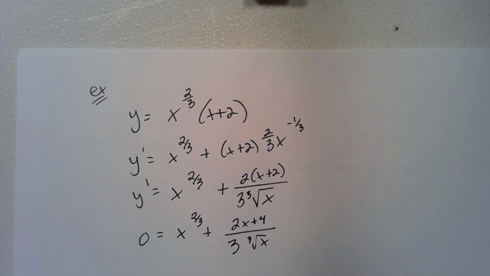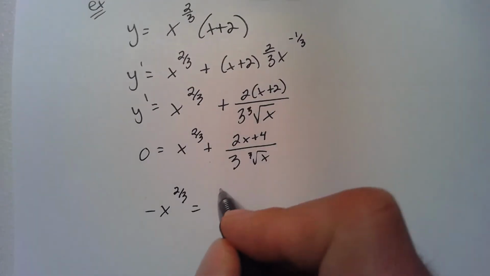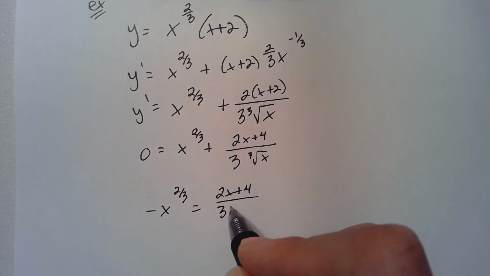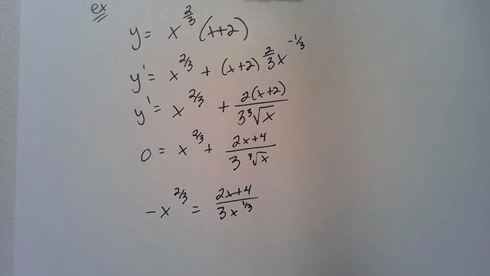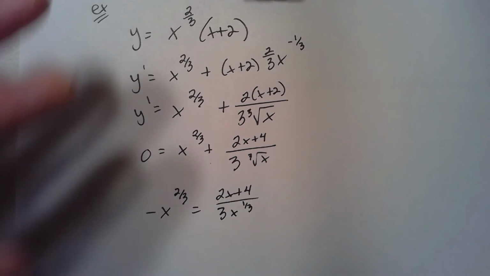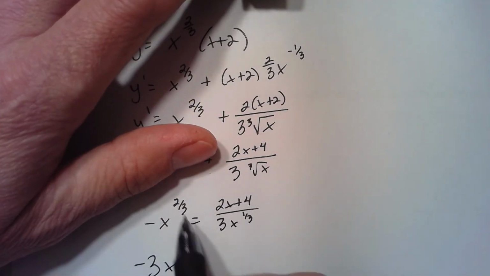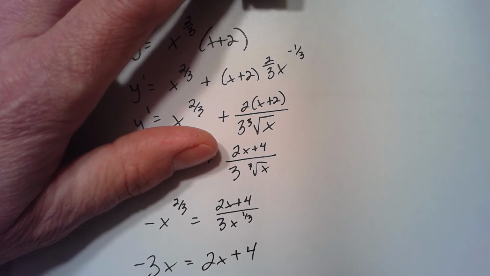Move one of them over. I don't know if I should leave that as x to the 1/3 or cube root of x. Maybe I'll leave it as x to the 1/3. So I'm going to multiply by 3x to the 1/3. So on the left side, I have negative 3x to the 2/3 times 1/3. You add the exponents, so it's just x. So x equals negative 4/5.